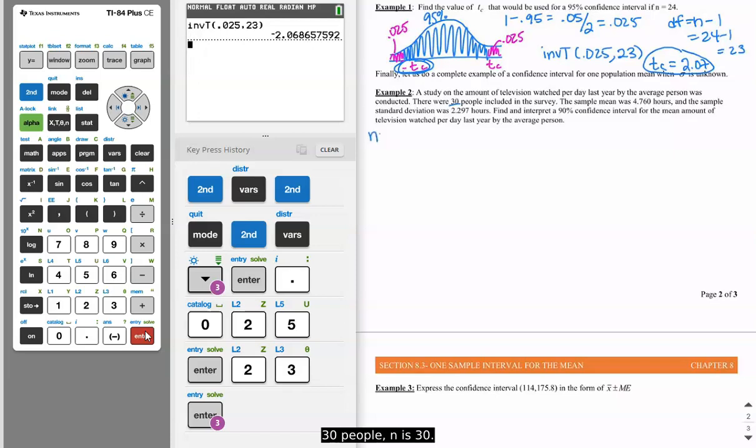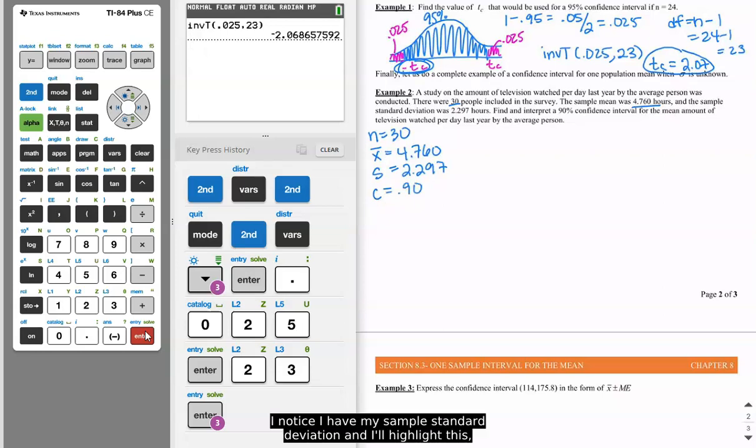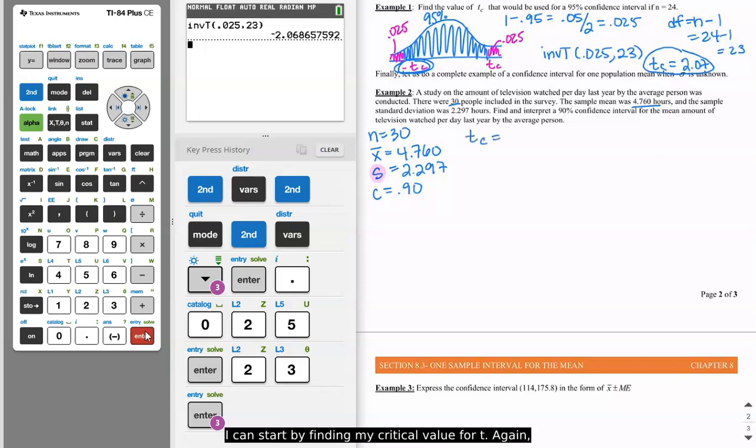I like to always write out what we have. So 30 people, so n is 30. The sample mean x bar is 4.760. The sample standard deviation was 2.297, and our confidence level is 0.90. I notice I have my sample standard deviation, which is s, so I'm thinking t distribution, and I have a sample size of 30, so we're good to assume that the sample is normal. So I can start by finding my critical value for t.